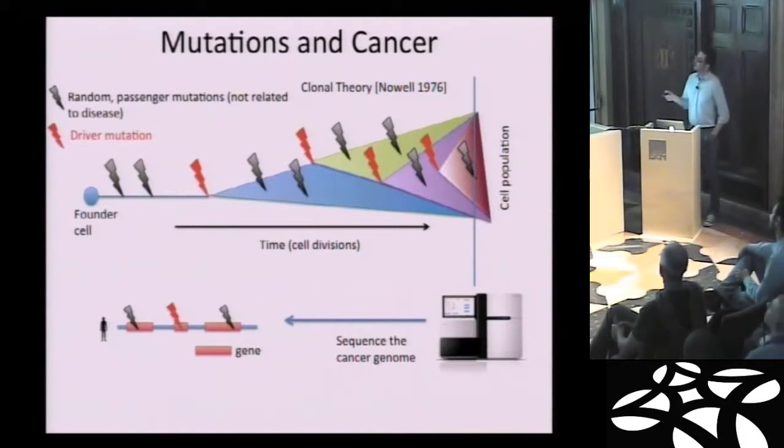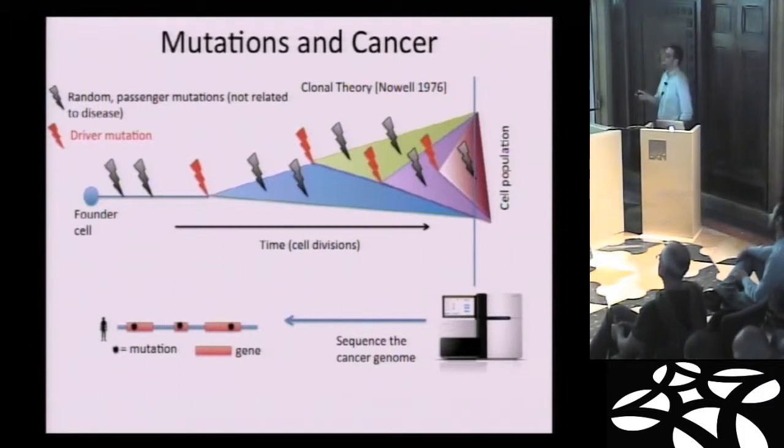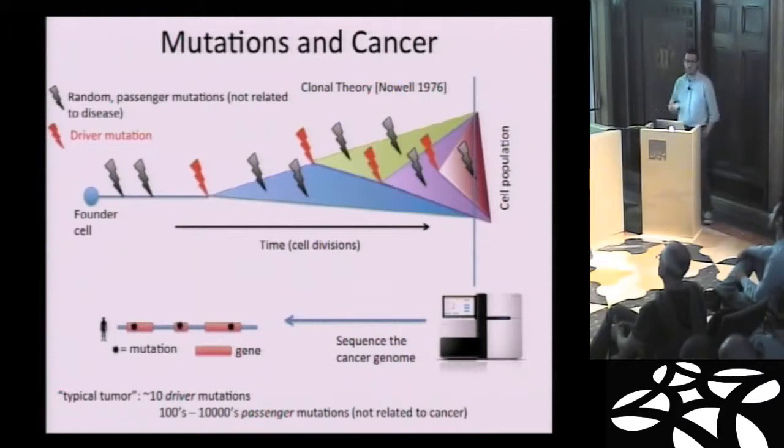Of course, when we sequence and we see that this patient has certain mutations, and maybe we're only interested in the genes, so the coding portions of the DNA, we don't see which mutations are related to the disease and which ones are not. So all we see are the genes in which the patient has mutations. And to give you an idea of the numbers, one typical tumor will have maybe 10 driver mutations, so the mutations that are actually related to the disease, while other hundreds or even 10,000 mutations sometimes are passenger mutations that are not related to cancer.